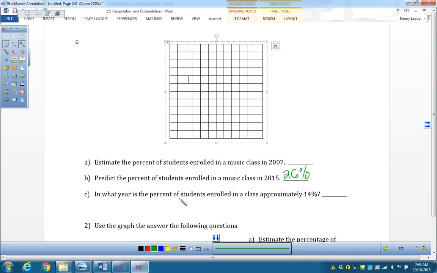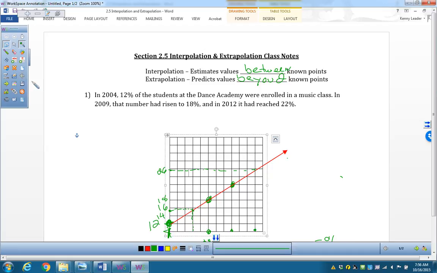What is the year? So this is kind of going backwards. In what year is the percent of students enrolled approximately 14%? In that case, I'd have to go back. How would I do that? Go ahead, Nick. You just go to 14 when you slide over, and then you go down, right? So you kind of go from the top and go down.